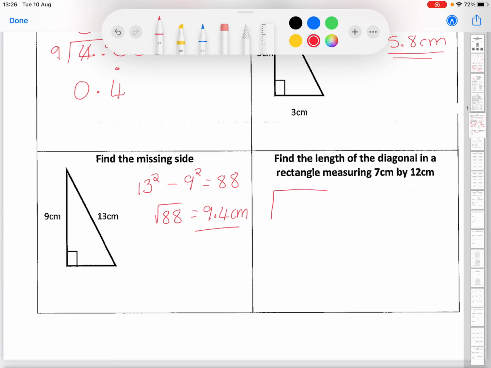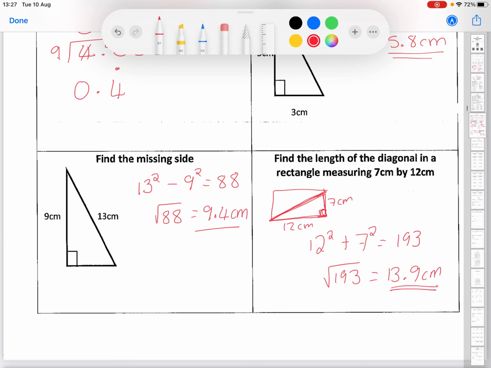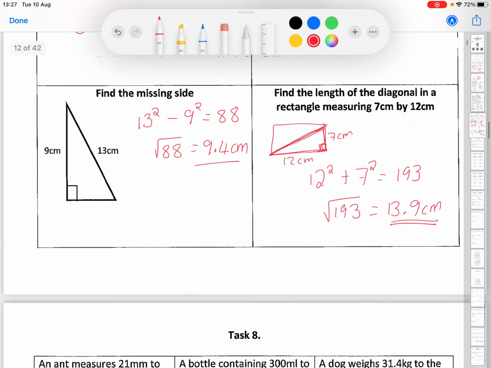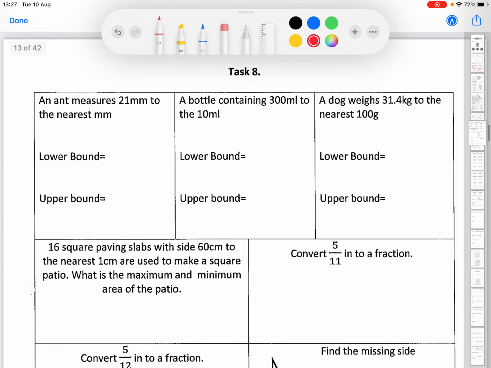Find the length of the diagonal in a rectangle. I'm just going to quickly sketch this awesome drawing. So we've got 12 centimeters by 7 centimeters. We need to find the length of the diagonal. Oh look, we've got some Pythagoras, because it's a right angle there, because obviously it's a rectangle. We've got 2 sides. We need our hypotenuse. So if you need your hypotenuse, you can add. So we do 12 squared, add 7 squared, which is 193. We're going to do the square root of 193, which is 13.9 centimeters. Make sure it makes sense. Your hypotenuse does need to be your longest side.